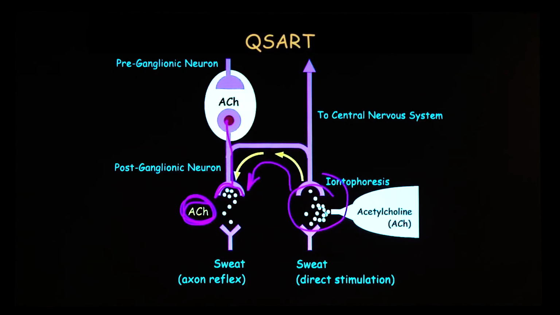There are other reasons for doing a QSART to look for what's called small fiber neuropathy. Remember, the sympathetic cholinergic fibers are, well, I'll ask you, are they myelinated or unmyelinated? Unmyelinated. They're postganglionic fibers. So if you have a small fiber neuropathy, the QSART could be abnormal because there's a problem with the postganglionic fibers.